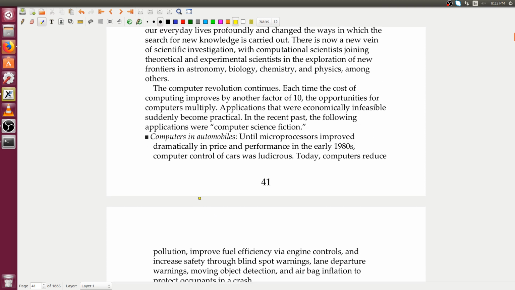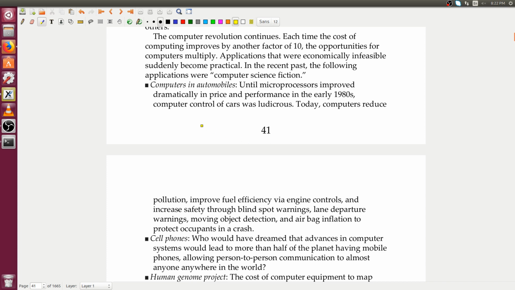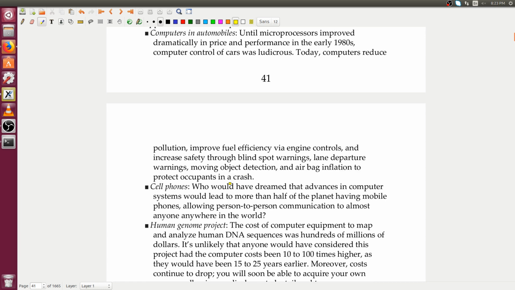Okay. Computers and automobiles. Until microprocessors improved dramatically in price and performance in the early 1980s, computer control of cars was ludicrous. That's right. Way too big, way too power hungry. Today, computers reduce pollution, improve fuel efficiency via engine controls, and increase safety through blind spot warnings. Most electronics, or all electronics, are controlled by some brain within the car.